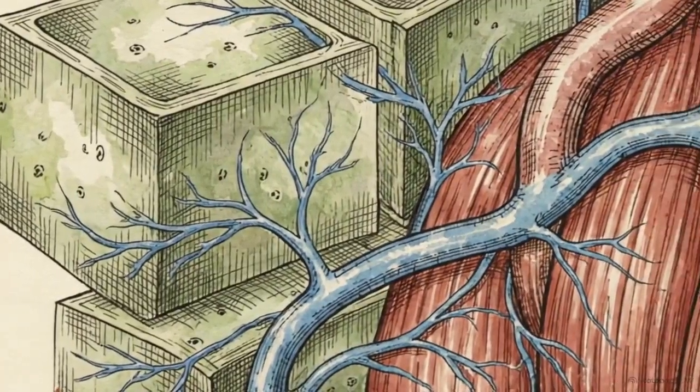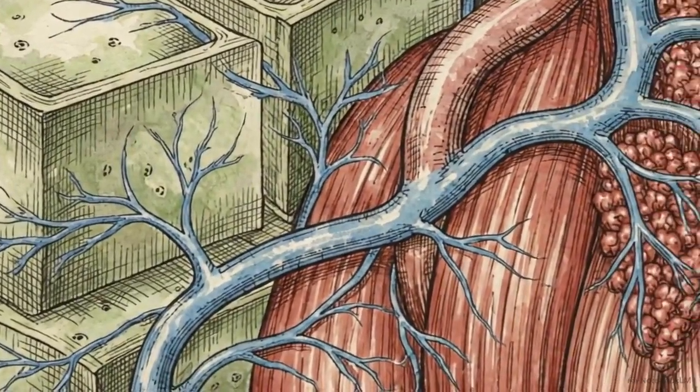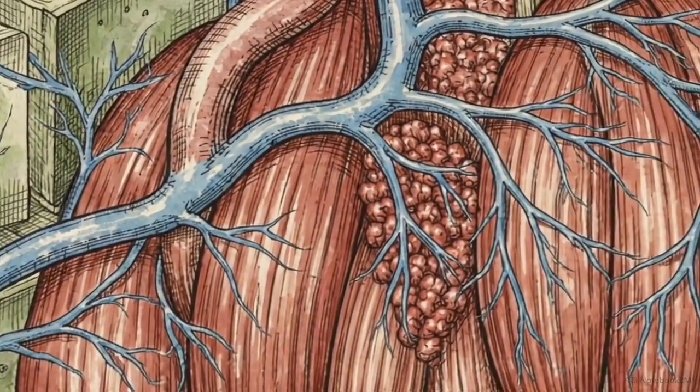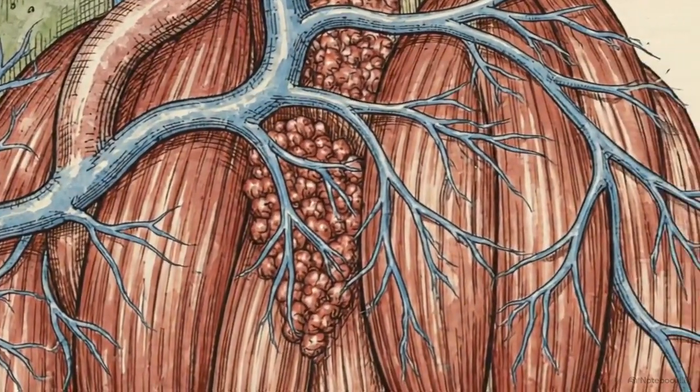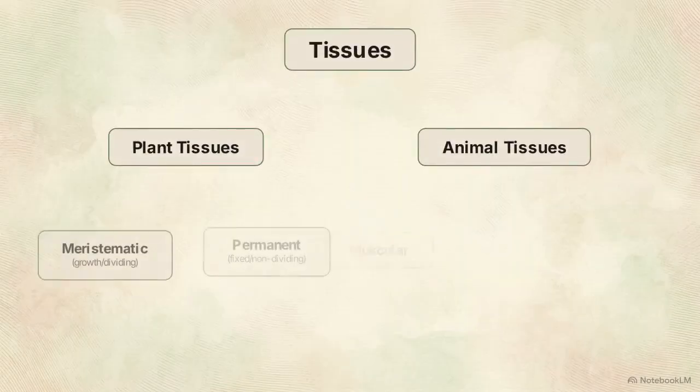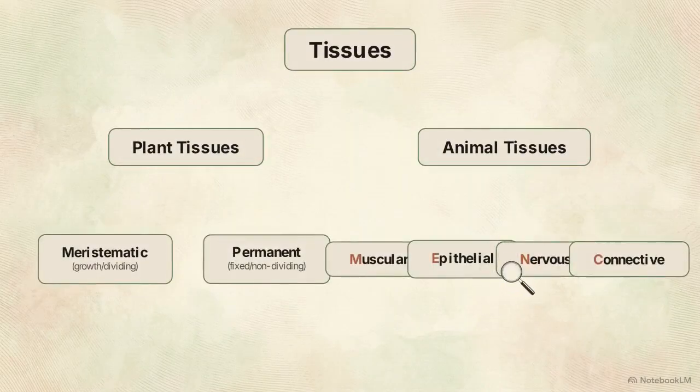Parenchyma, sclerenchyma, meristematic, epithelial. Biology textbooks often hit you with a dense wall of terminology and complex cellular structures all at once. Before you can accurately look through a microscope and identify these structures in a lab, you need a mental framework of how they actually relate to one another. We are going to build that framework right now.